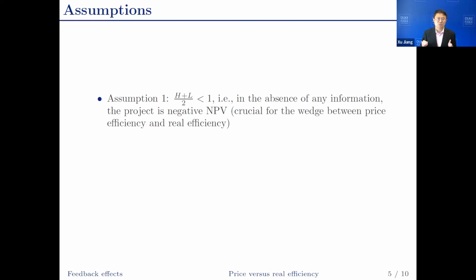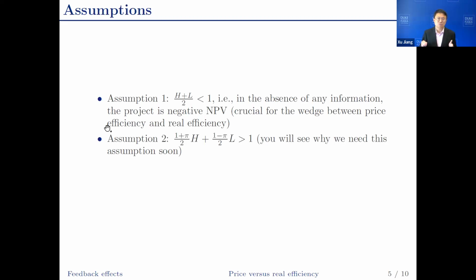So the expected return of the project is (H plus L) divided by 2. That's smaller than the cost of the project, which means the project is negative NPV. Assumption 2, we're going to see why we need this assumption soon. It means pi has to be sufficiently large. Intuitively, it means that the probability of the informed trader being present has to be sufficiently large, so the price is sufficiently informative such that the firm is going to learn from the stock price.